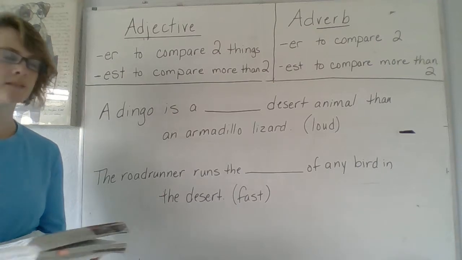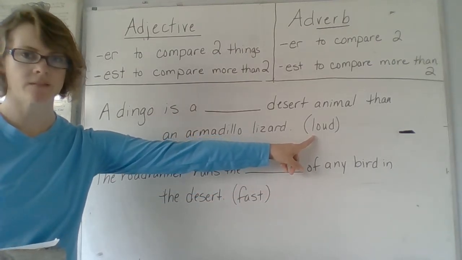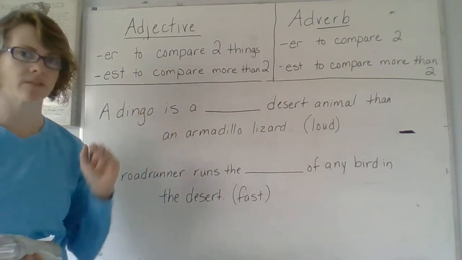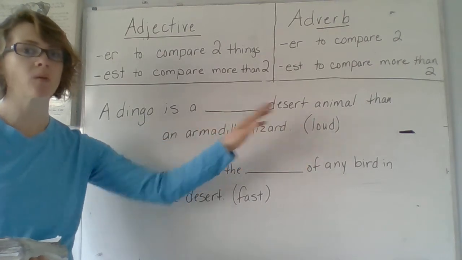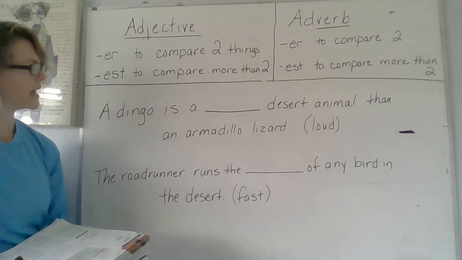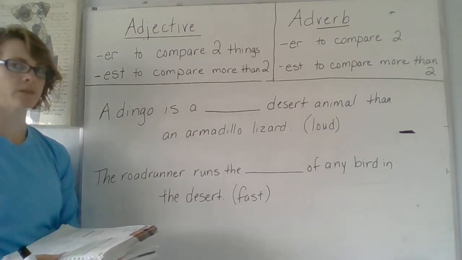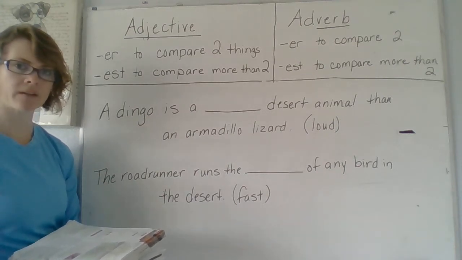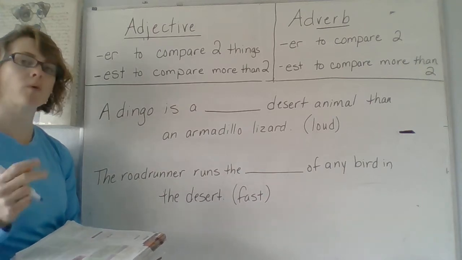In these sentences, they've given us an adjective or an adverb at the end of the sentence that we get to decide what suffix it goes on the end based on our sentence. So you're either going to write louder in the blank or loudest in the blank. Let's see what it calls for. A dingo is a blank desert animal than an armadillo lizard. Okay, same question. How many things are being compared here? Write down on your whiteboard. Are there two things or more than two things?